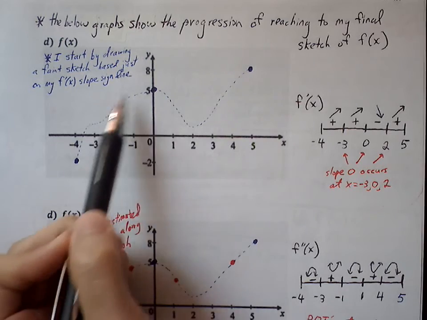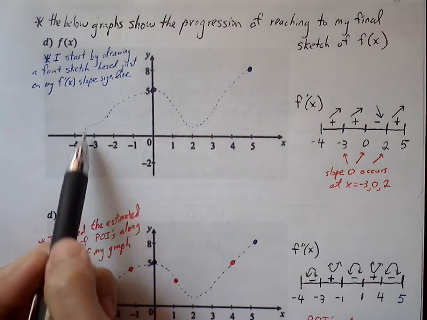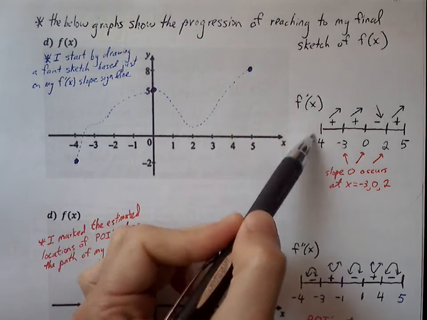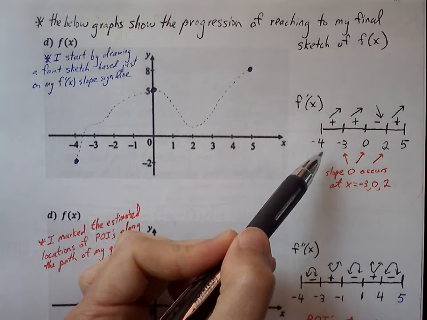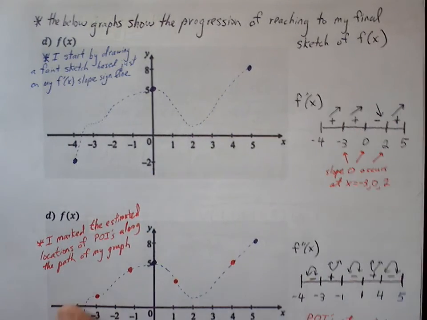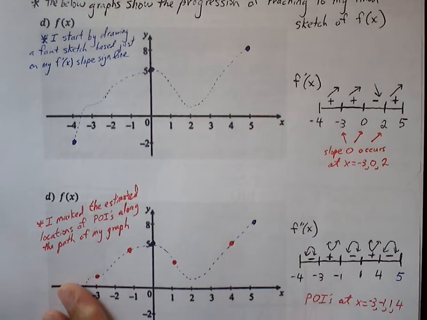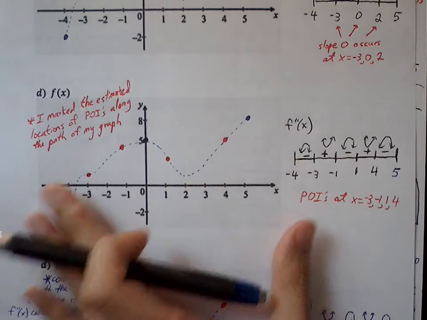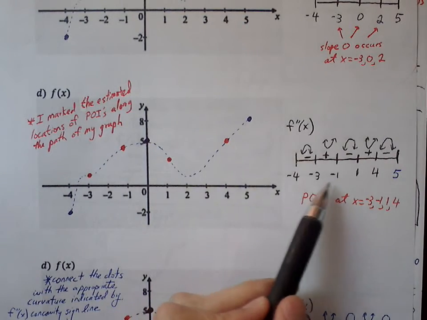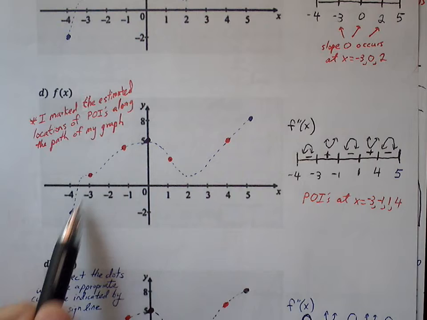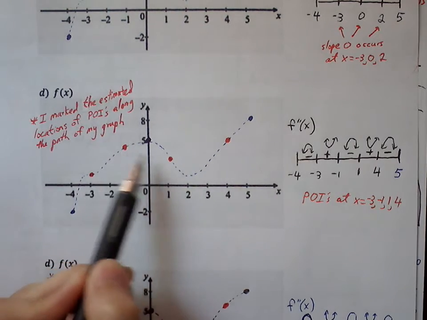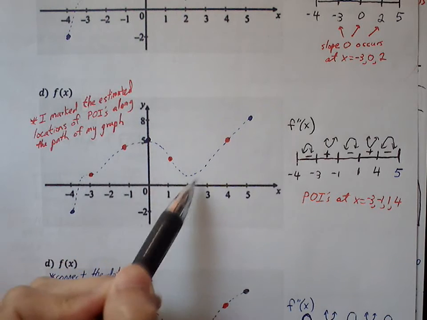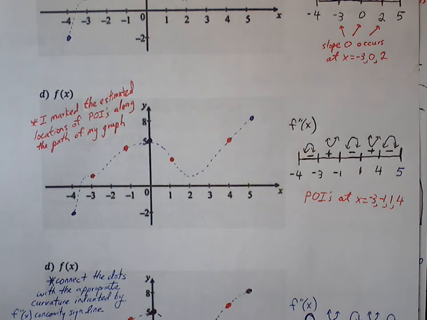Now, I have a general, very rough sketch of my graph here. The slope is matching with my f prime, but my concavity is not where it needs to be. So we're going to continue building off of this starting point. Off the second derivative sign line, I know that points of inflection are going to be at -3, -1, 1, and 4. So I'm just going to mark points along the path of my graph, as target points where potential points of inflection could exist.